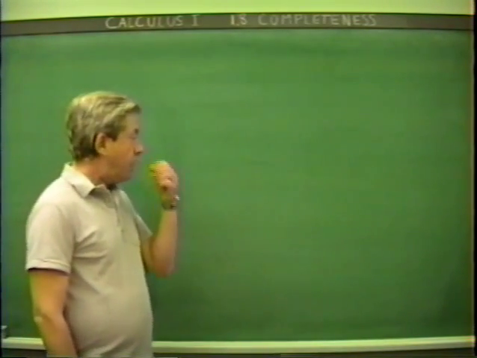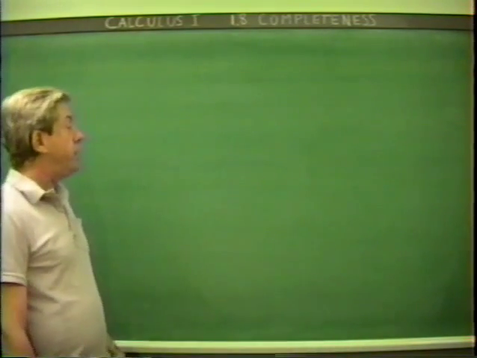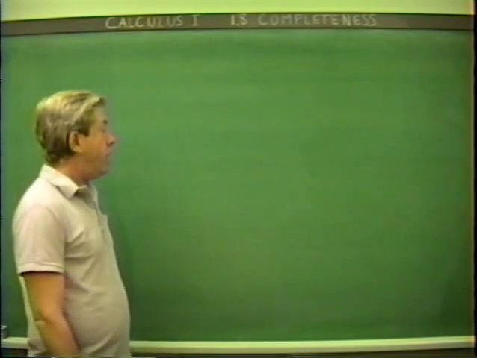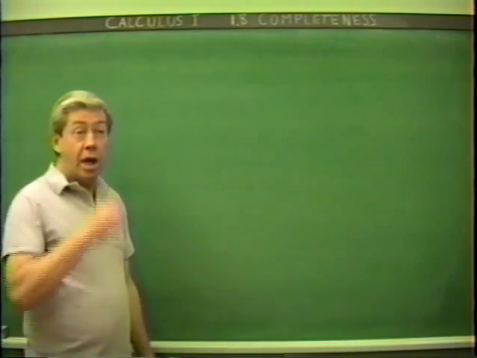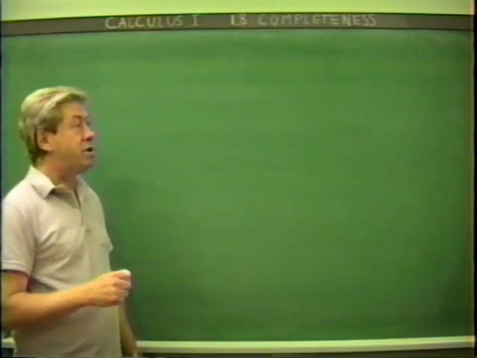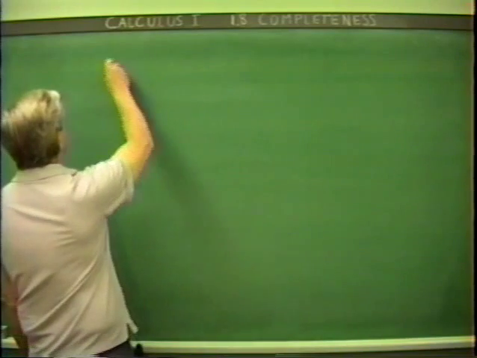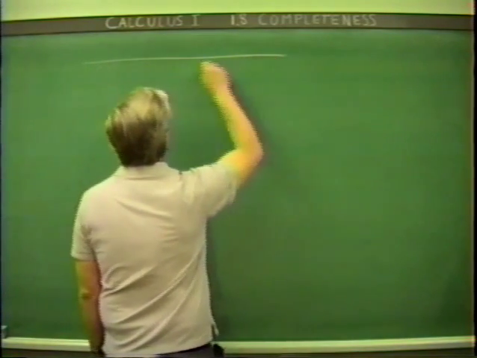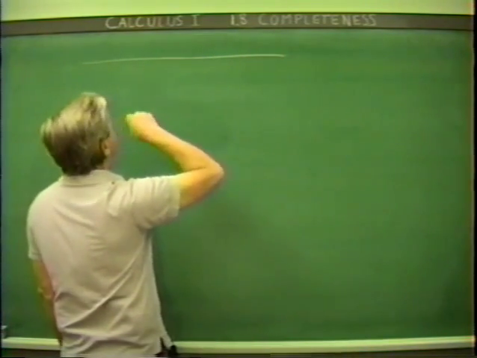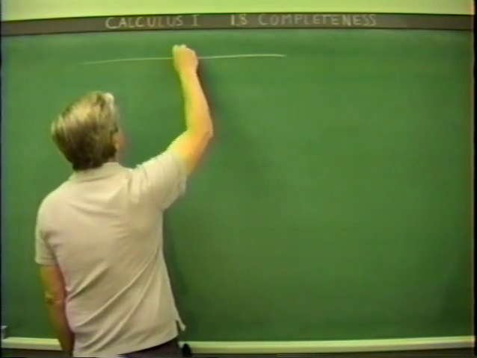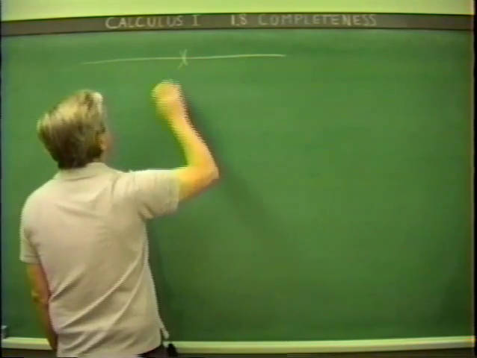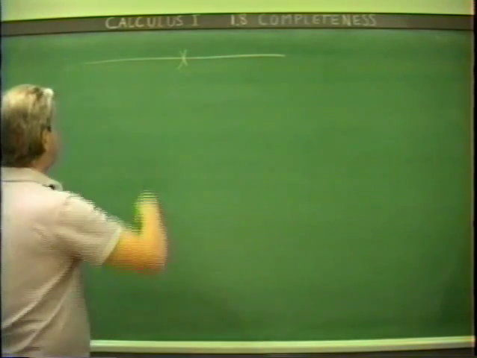The final axiom that's needed to describe the real numbers is called completeness. Now this is sometimes not used in calculus texts, and it's sort of slid over, but it's really needed in order to do things correctly. The number line doesn't have any gaps in it.